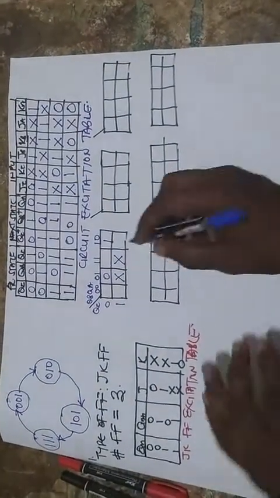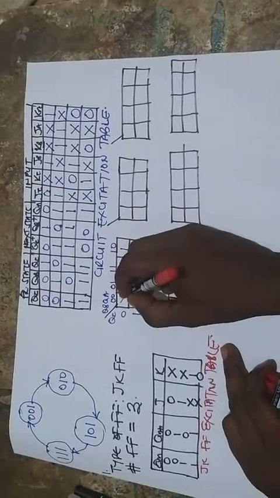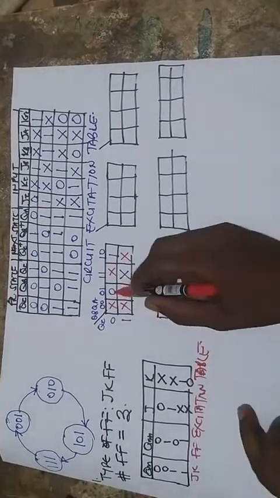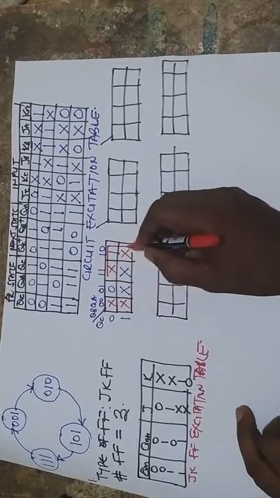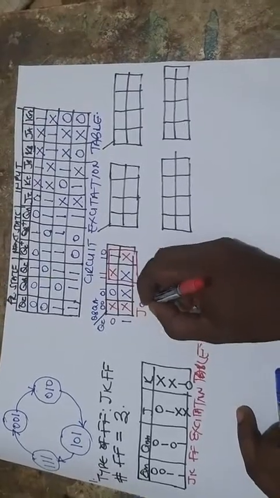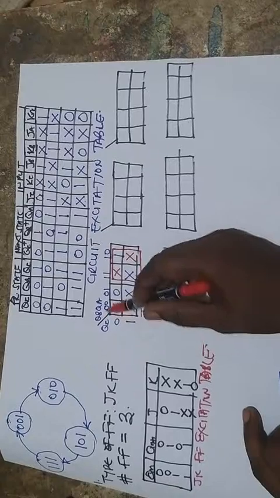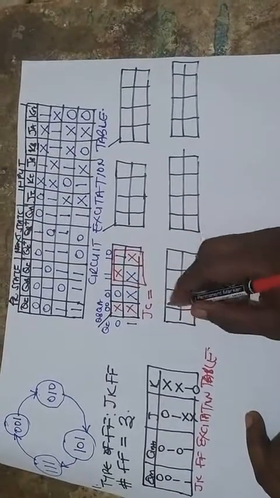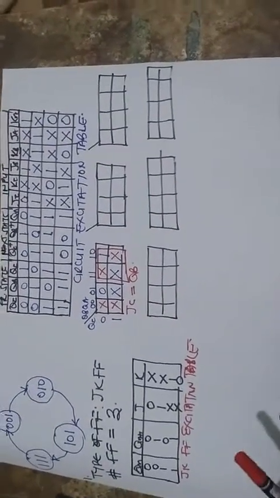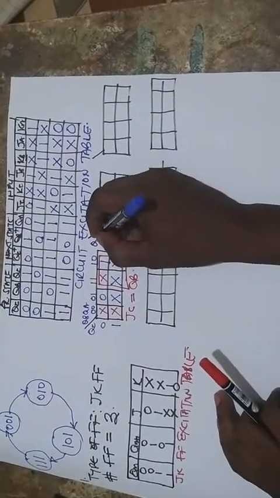Okay, so there are gaps. We fill in with don't care. Let me use a different color. The red ones, we are just filling the gaps with don't care. And remember, don't care simply means it could be either 0 or 1. Okay, good. So let's group. Now we have a gap here, so it means we can group this. So JC is equal to, over here, this cancels, then the common here is QB. So JC equals QB.